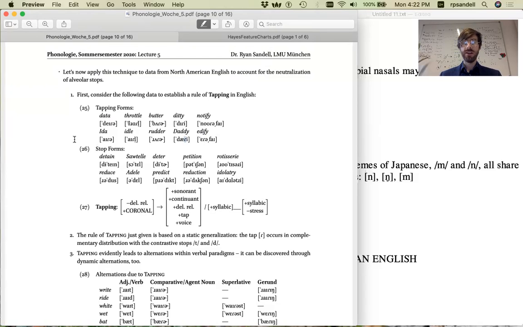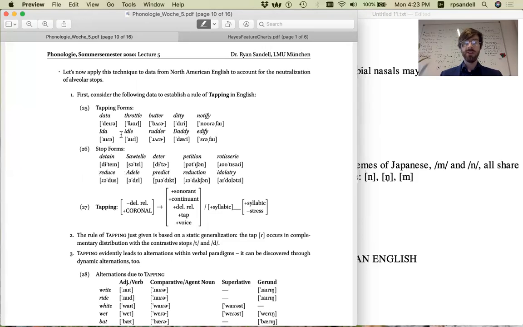In daddy, it's the stop in the middle of the word which is tapped. On the other hand, as I've just said, we do find the stop occurring in the language. So words like detain, there we have a stop, to, detain, the place name Sautel, the verb deter, petition, rotisserie, and with the voiced stop duh, we find reduce, Adele, predict, reduction, and idolatry, for instance.